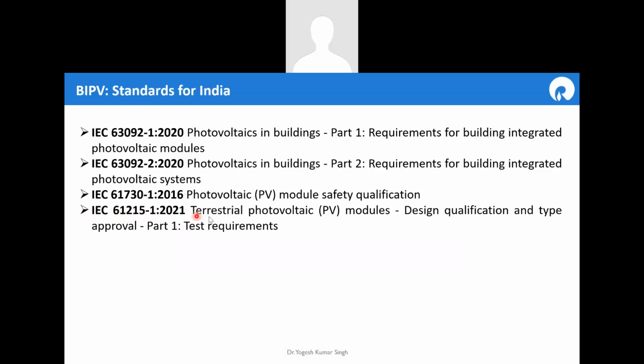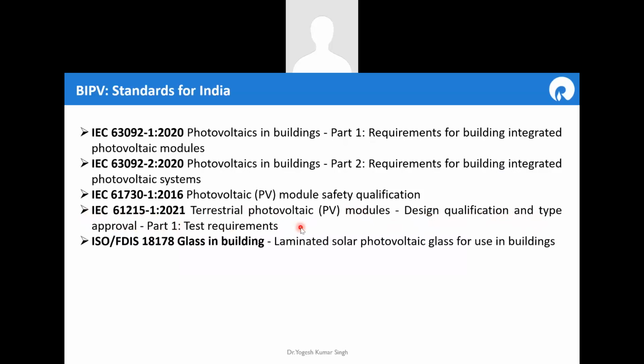Now the IEC 61215, this is the particular standard which is basically useful for design qualification and type approval. What are the test requirements for the system? How will your module look? How will your module generate the maximum amount of energy? So these are the things that will be done from here.